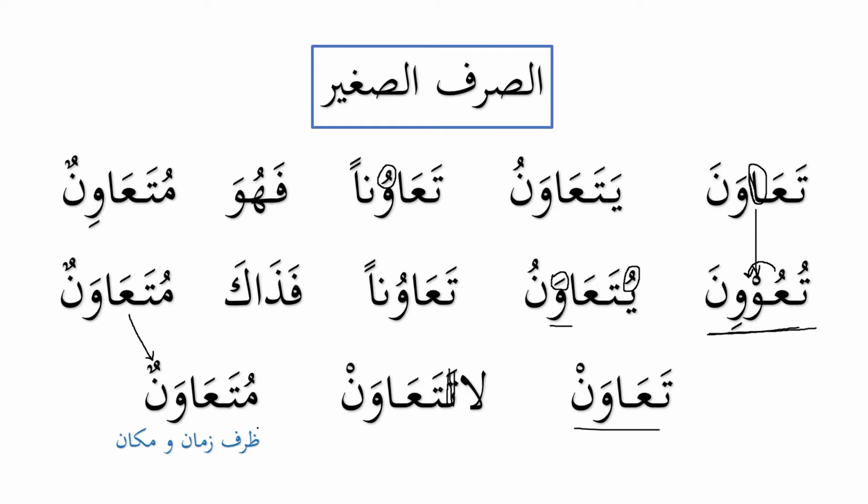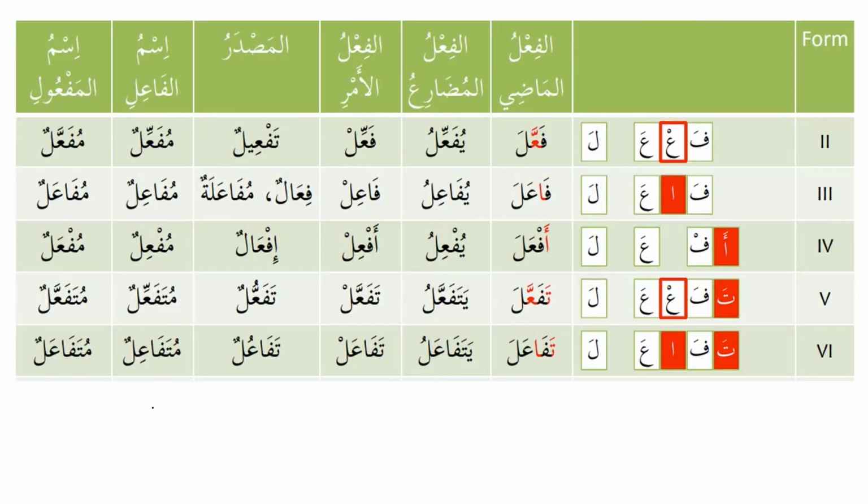In the derived forms, ismul maf'ul is also used as dharf zaman and makan if needed, and inshallah we will see in munqalab, like in the next form, that it can be used as dharf zaman or makan. Do you remember an example of ismul maf'ul being used as dharf zaman or makan? Mudkhal and mukhraj, two examples. I think you can remember those two.